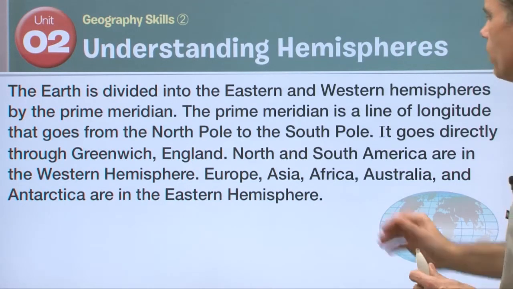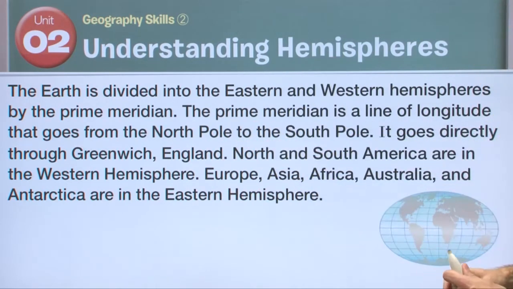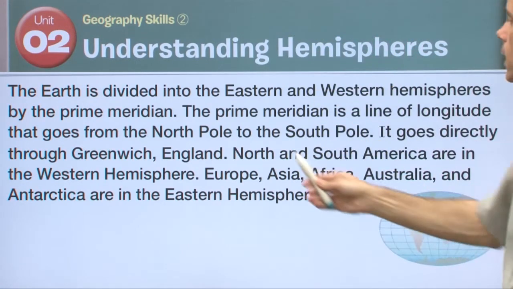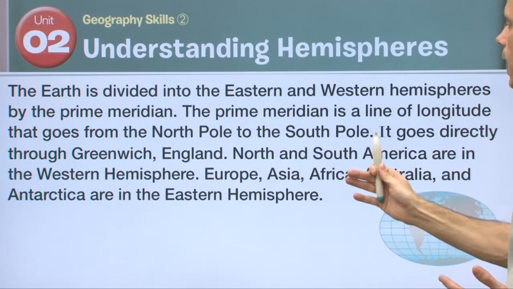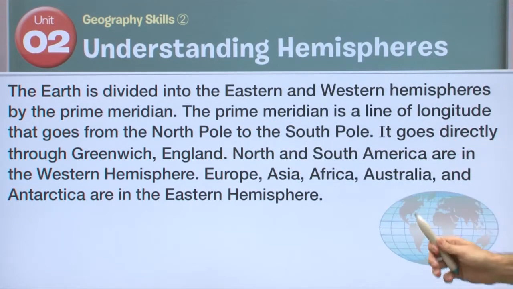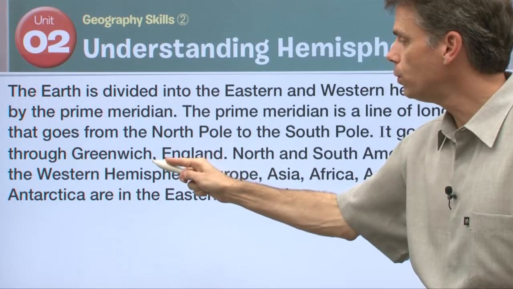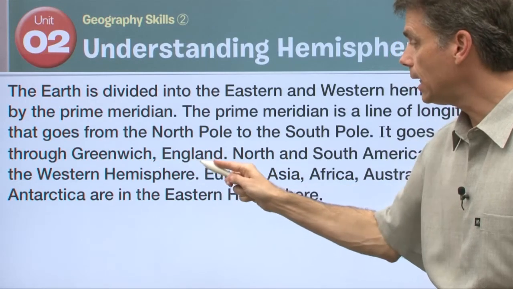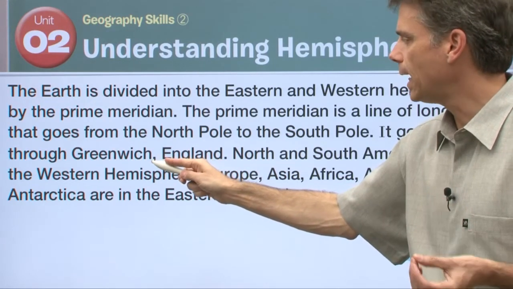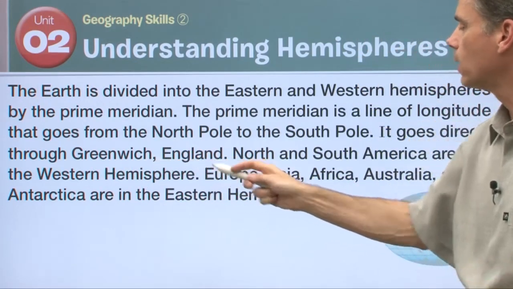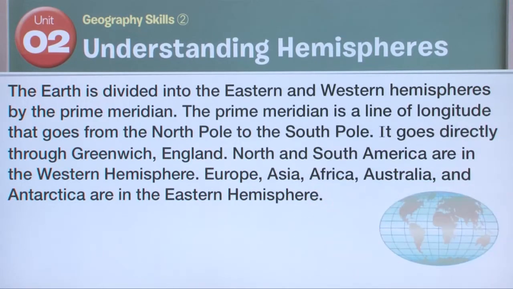Now, we can also have the east and west hemispheres, and there is a vertical line called the prime meridian, and that creates the eastern and western hemispheres. Now, it's very tricky because that line goes exactly through the little town or city in England. It's pronounced Greenwich. I know it says green, but the pronunciation is Greenwich, England. So the prime meridian goes through that area in England, and it creates the eastern and western hemispheres.